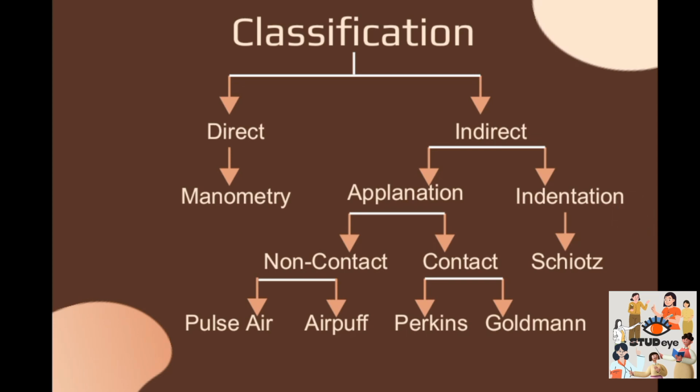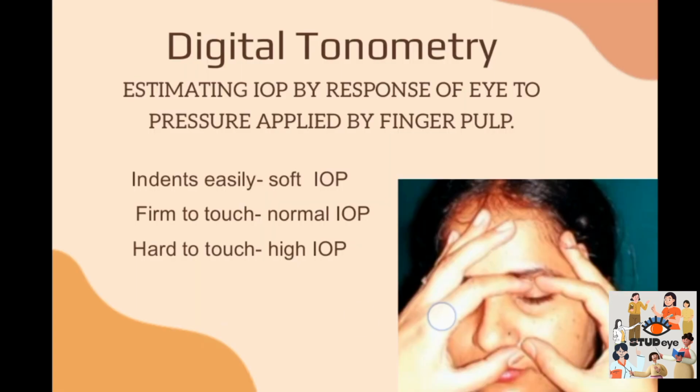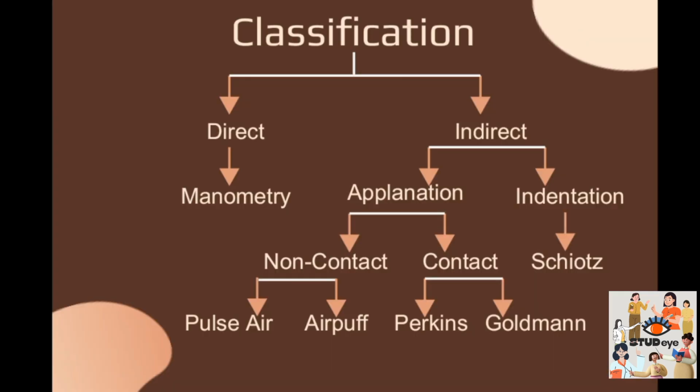These are the techniques used for the indirect method, and there are further classifications. Indentation can be done by the Schiotz tonometer, and the applanation technique is further classified into non-contact, where there is no contact with the cornea while you are measuring the IOP, and contact, where you are touching the cornea and then calculating the IOP. In non-contact there is the air puff, which is a non-contact technique. In the contact technique, Perkins and Goldmann are based on the phenomenon that you are in contact with the cornea. So this is a classification of tonometry techniques.